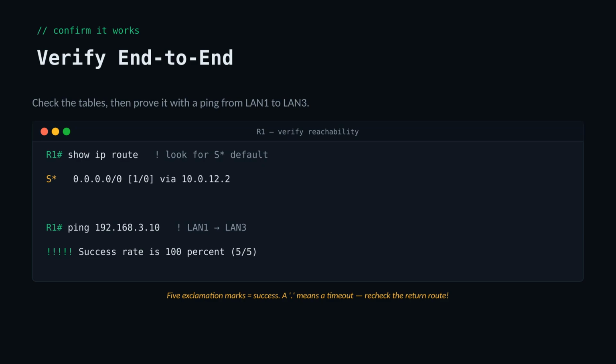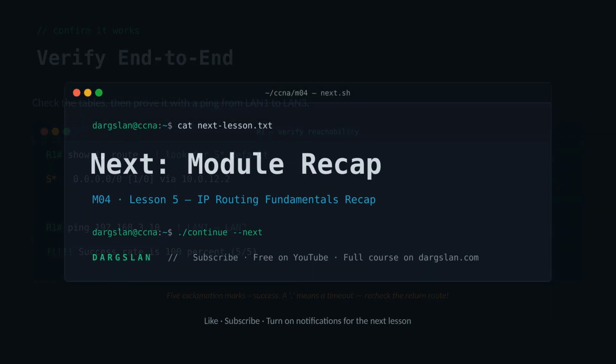5 exclamation marks means every packet made the round trip. If you see dots instead, don't blame R1. The request likely got there, but the reply couldn't find its way home. That's a return path problem. And that wraps the lab.